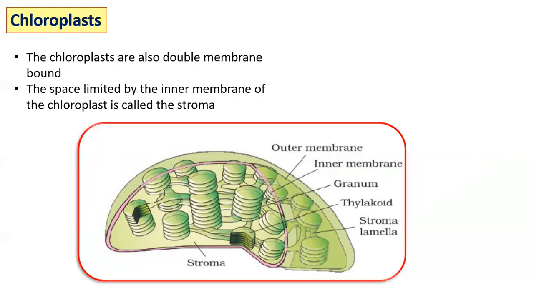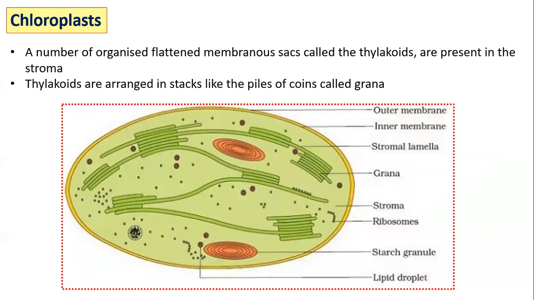The inner fluid, that is the inner matrix of the chloroplast, you will call the stroma, and the stroma is the site of dark reaction, the process which utilizes the energy-rich compounds like ATP and NADPH, and they will prepare the glucose or whatever product is required. Okay. Then we studied about the thylakoids and about the grana, which is the site of light reaction.